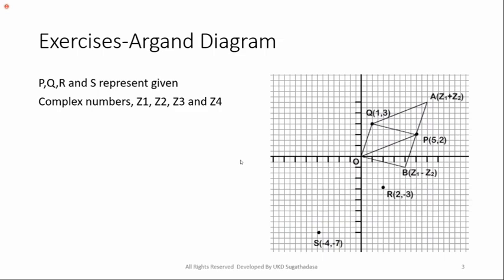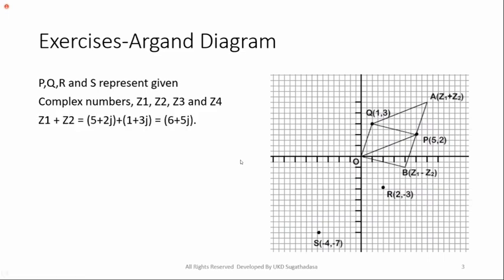P is the complex number 5, 2. Q is 1, 3. Therefore, you can calculate easily. You can easily find the position of Z1 plus Z2 by completing the OPAQ parallelogram. You have to complete the OPAQ parallelogram. Then A represents Z1 plus Z2. You can easily find Z1 plus Z2 because both complex numbers are given.